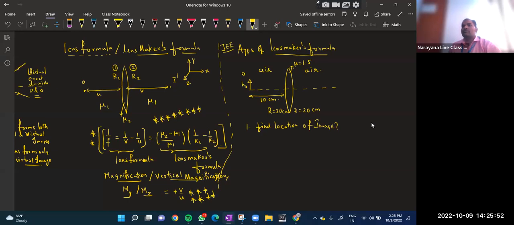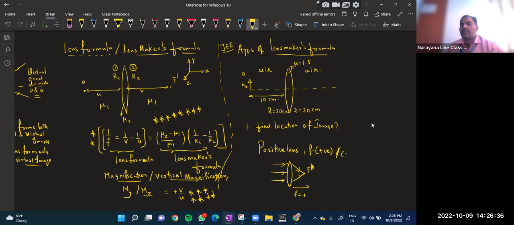Convex lens, where is the point of focus? Right side only, na? That's why the convex lens is also called the positive lens. What is another name of the convex lens? Positive lens. Why positive lens? Focal length is always positive. If you take a convex lens and a parallel beam of light falls, the point of focus will be on the right side only. So the focal length is plus.